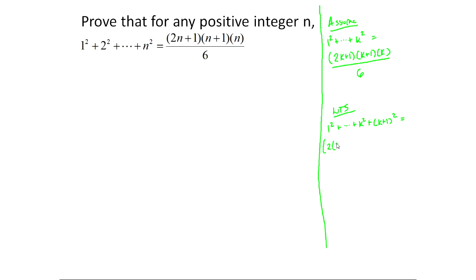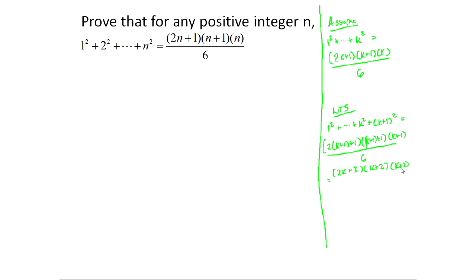So you get 2 times k plus 1 times k plus 1 plus 1 times k plus 1. Now, it may seem silly that I don't simplify as I go, but I like to have this to look back on as I'm working. And then here we get 2k plus 2 plus 1, so plus 3, times k plus 2 times k plus 1.